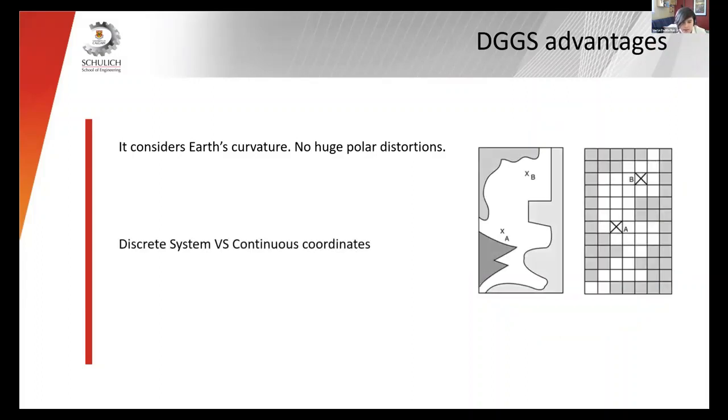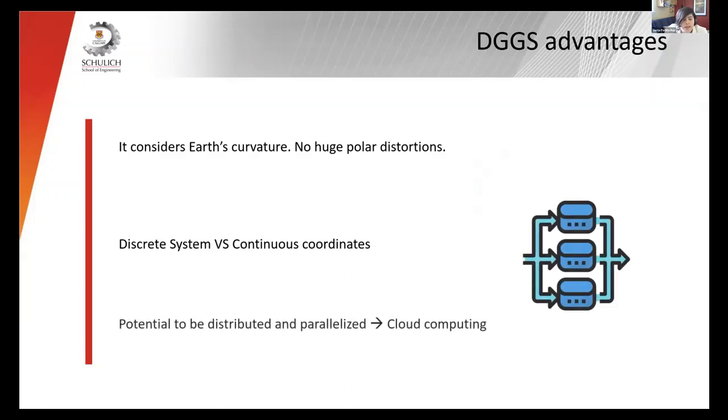DGGS are discrete systems instead of continuous coordinates. And this has an advantage since an aerial unit in a discrete system can model uncertainties around a location, while in continuous coordinates, you cannot do this. And finally, the cell indexes in the system are discrete and independent from each other. So they have the potential to be distributed and parallelized in cloud computed environments.